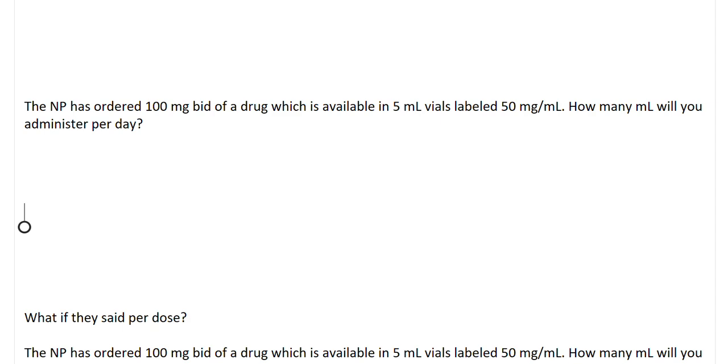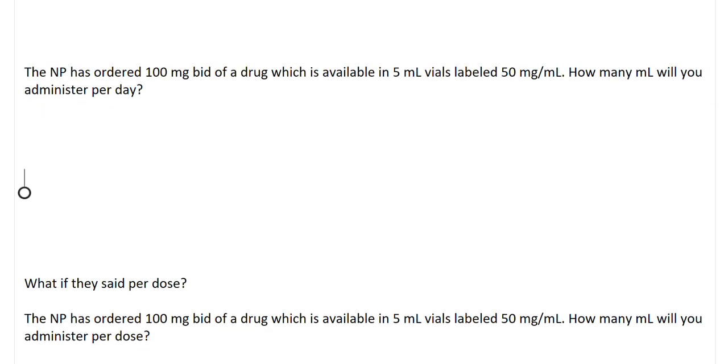So let's read this one. The nurse practitioner has ordered 100 milligrams BID of a drug which is available in 5 milliliter vials labeled 50 milligram per milliliter. How many milliliters will you administer per day? That's what it's asking. Milliliters per day.